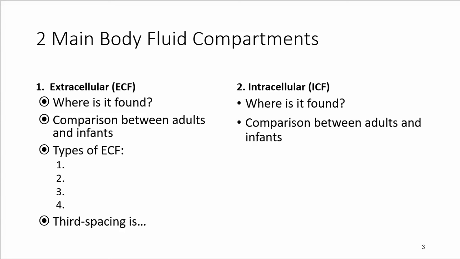Now, the extracellular fluid is about 1/3 of the fluid in adults and more in infants. Infants tend to be a little dewier, a little more damp. And there's 4 fundamental types of extracellular fluid based on where you find them. There's the interstitial fluid, which is all the fluid that's between the cells. Now, there's fluid found in the cardiovascular system, and that's called intravascular or just plain vascular fluid.